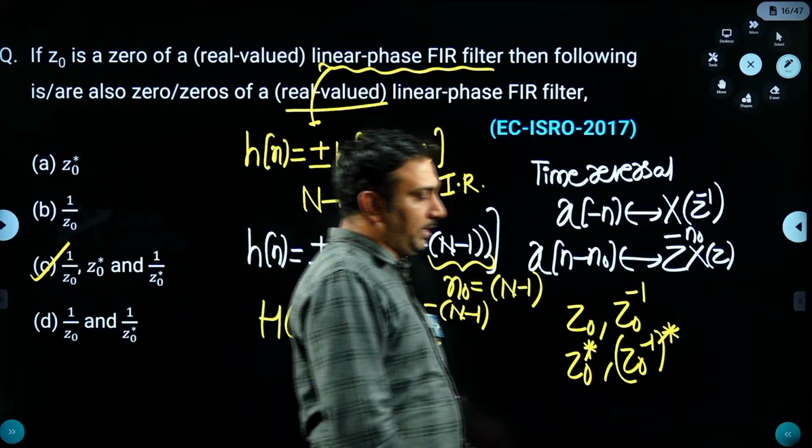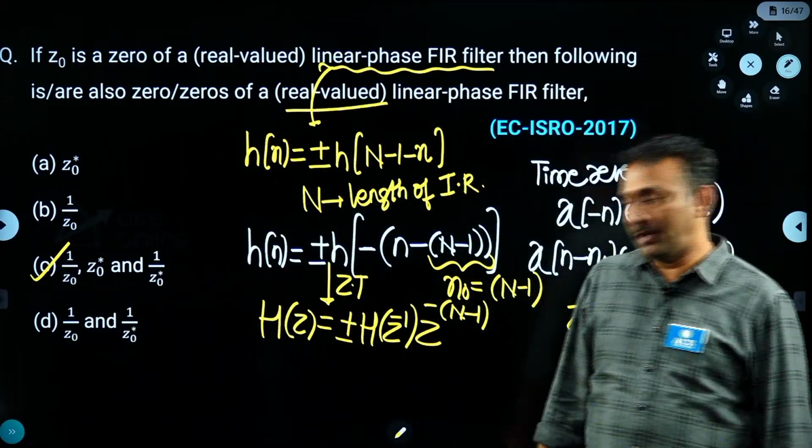Linear phase FIR filter indirectly means obeying symmetry or anti-symmetry.